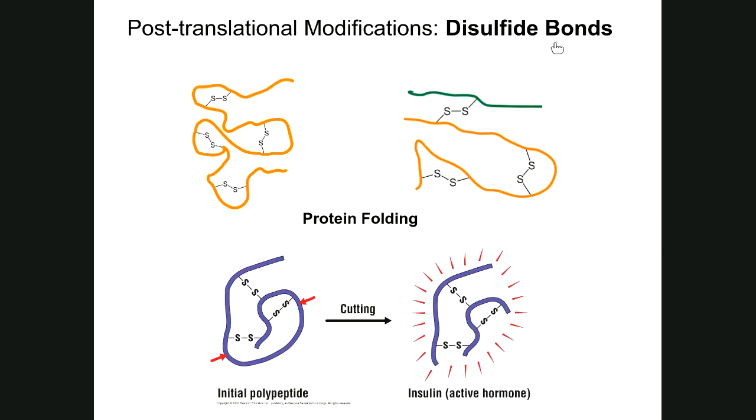Second post-translational modification, I should have added in formation of. The second post-translational modification is the formation of disulfide bonds. These disulfide bonds are often formed while the polypeptide that is transforming into an active protein is still in the rough ER.